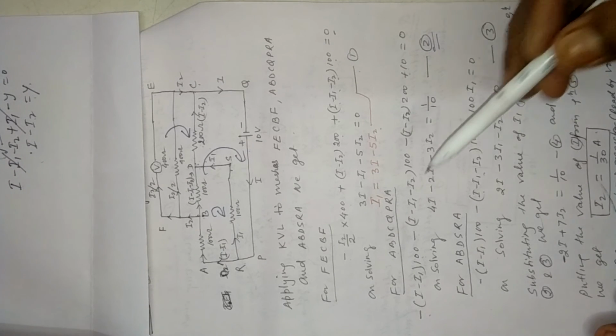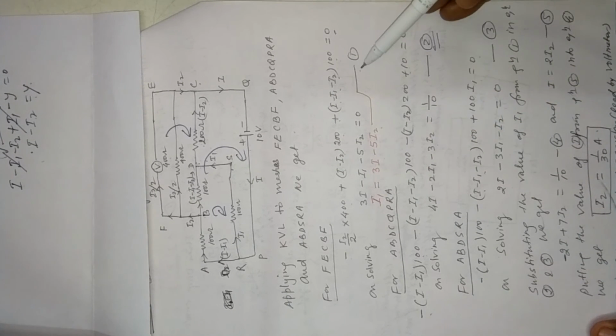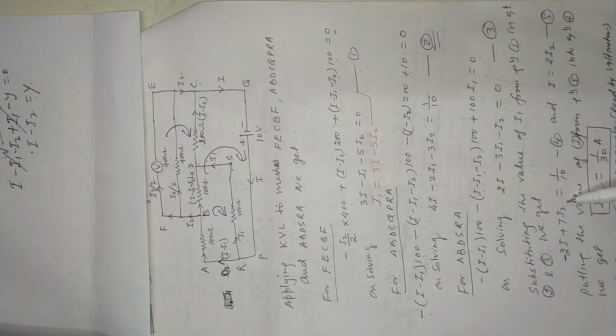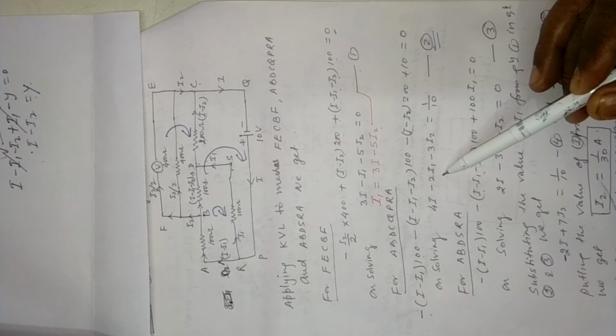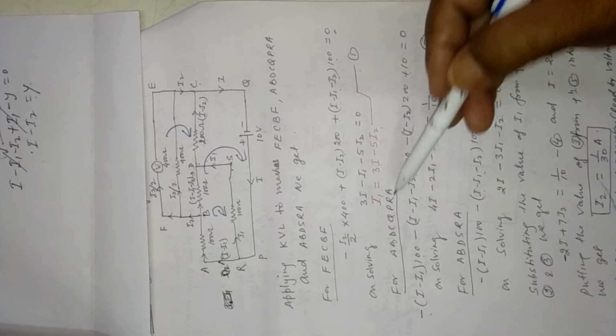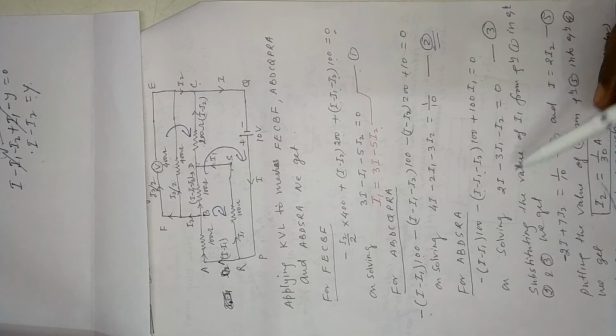Now substituting the value of I1 from equation 1 into equation 2, after solving we get equation 4: 4I minus 7I2 is equal to 1 by 10. Now put I1 in equation number 3. After solving, we get I is equal to 2I2, that is equation 5.